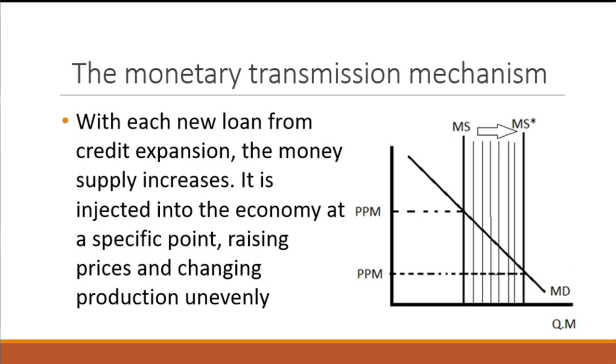And each of these loans is injected into the economy at a certain point, raising prices and changing production unevenly. Okay, this is the non-neutrality of money. This is a very Austrian insight.